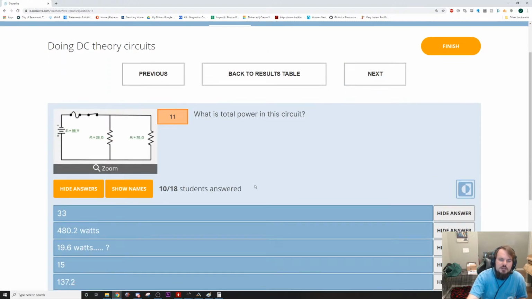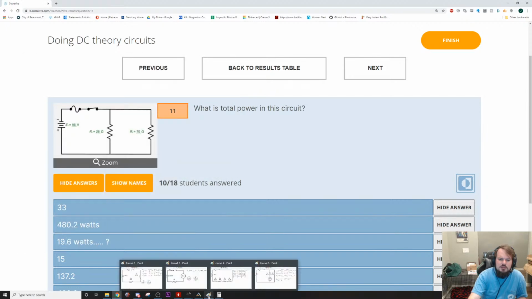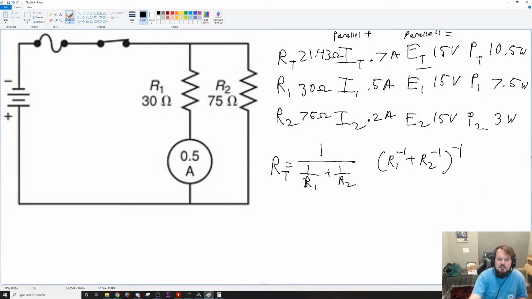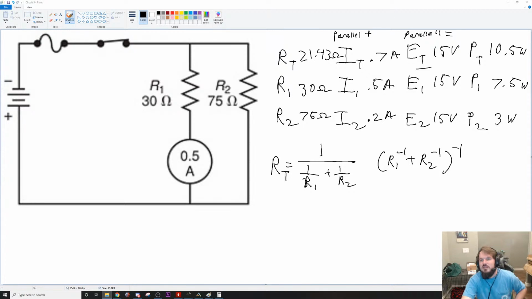What's the total power in this circuit? Alright, now we have a parallel circuit, 28 and 70. Is that the... that doesn't happen to be... Okay, 30 and 75. I was like, I didn't give y'all the same circuit twice. That would have been super convenient. I would have been able to go, well, not working this one. Alright.